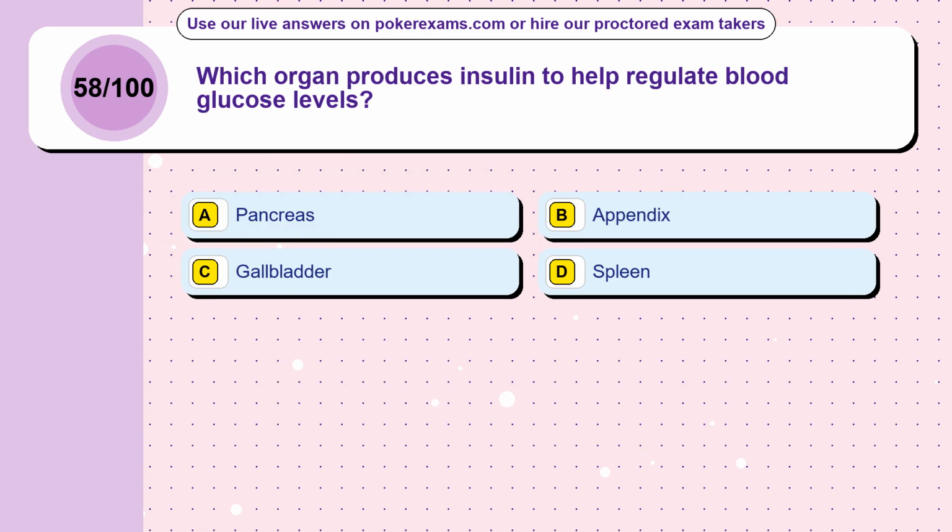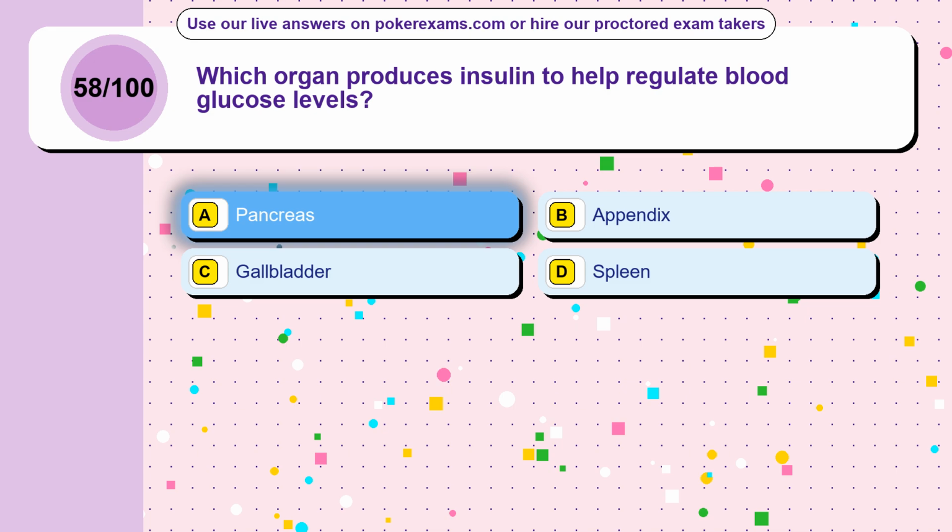Question 58. Which organ produces insulin to help regulate blood glucose levels? Option A. Pancreas. Option B. Appendix. Option C. Gallbladder. Option D. Spleen. The correct answer is option A.